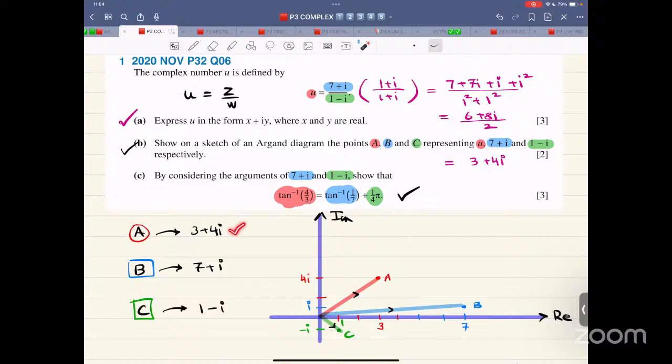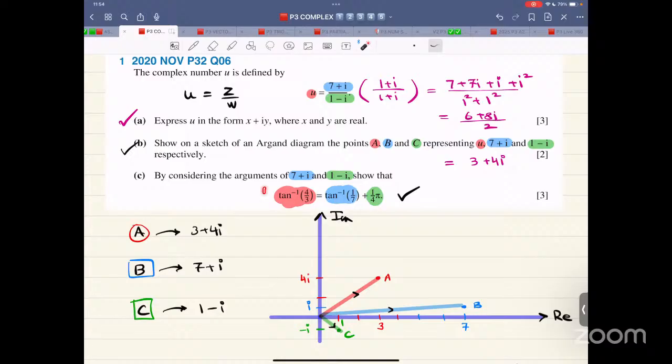So now A is 3 plus 4i. B is 7 plus i. C is 1 minus i. So now when we divide one complex number by the other, you get 3 plus 4i.